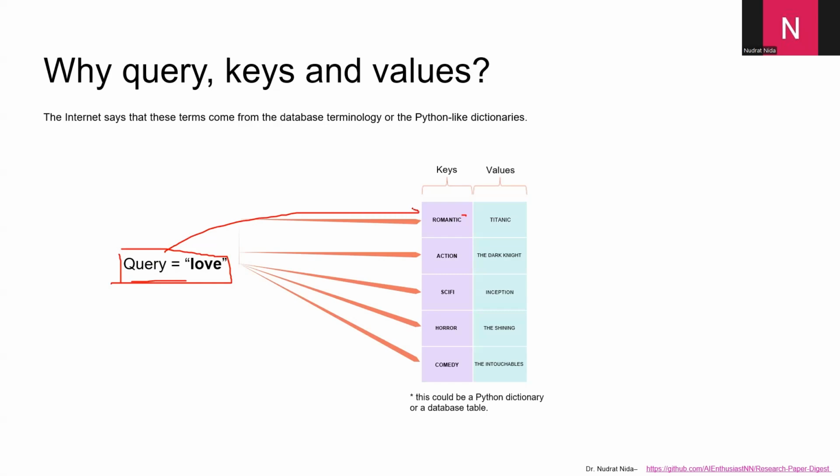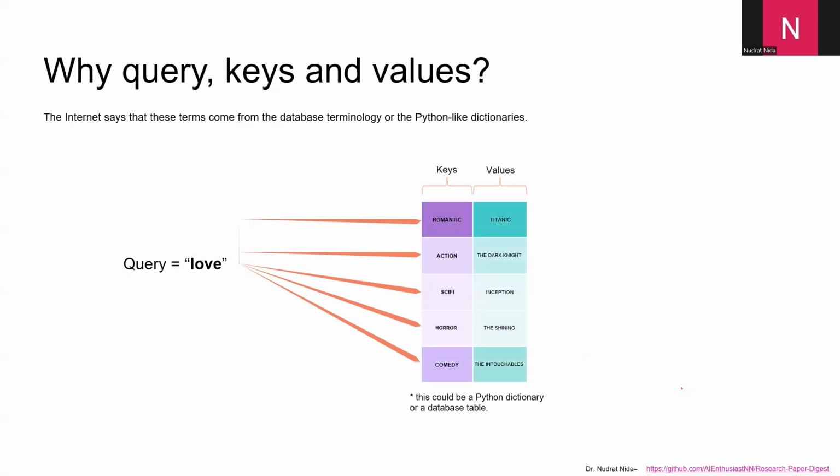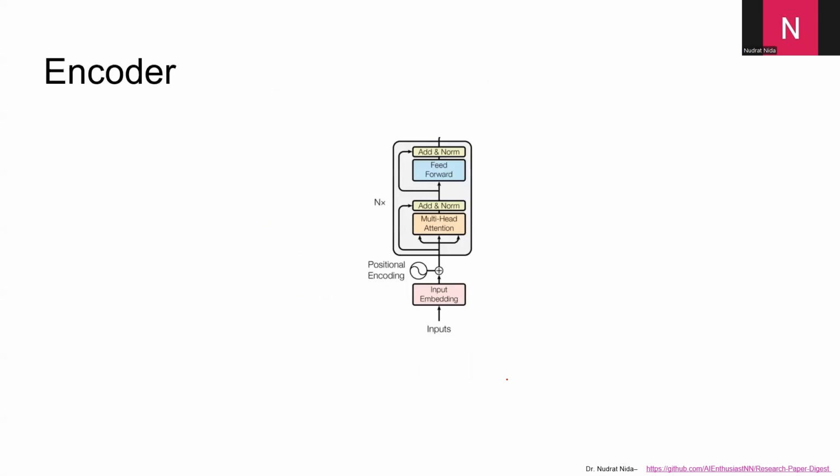Like love belongs mostly with romantic, so it will map this word to the romantic class. So this is the effect of attention that is being given by the transformer. Romantic has more temporal and contextual dependency as compared to comedy and the rest of the classes, so the transformer will map it to the romantic class. So this is basically the encoder.